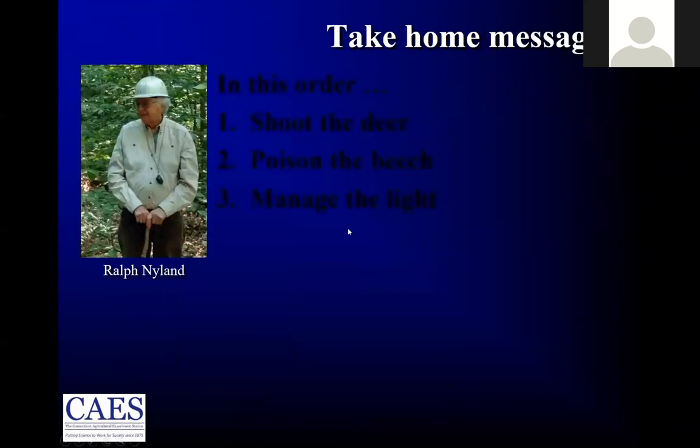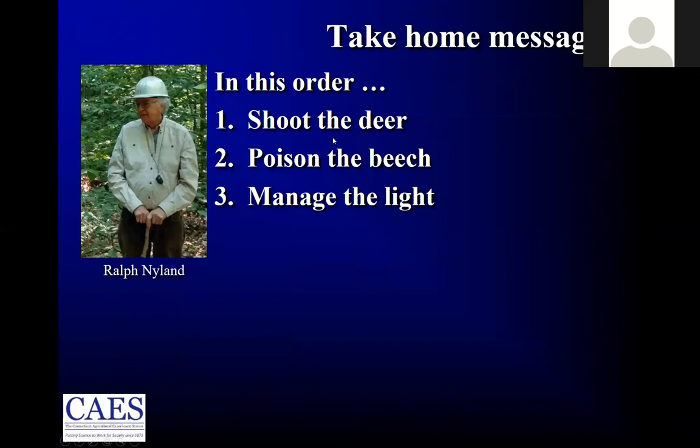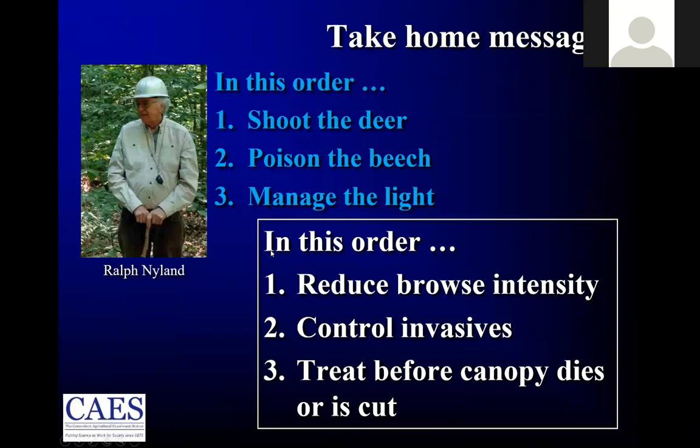So the take-home message again, going back to Ralph Nyland, his was shoot the deer, poison the beech, manage the light. I put it a little bit softer. You really want to reduce browse intensity. If you've got too many deer out there, the oaks and other valuable species like sugar maple just are not going to be competitive with those species like birch and beech and hophornbeam, which the deer do not like to eat as much. You want to control invasives, or if you have another competitor out there, you want to control those to allow the valuable species to grow. And you want to do both of those, both the browse intensity and the invasives, before the canopy dies or before you put in your first harvest.